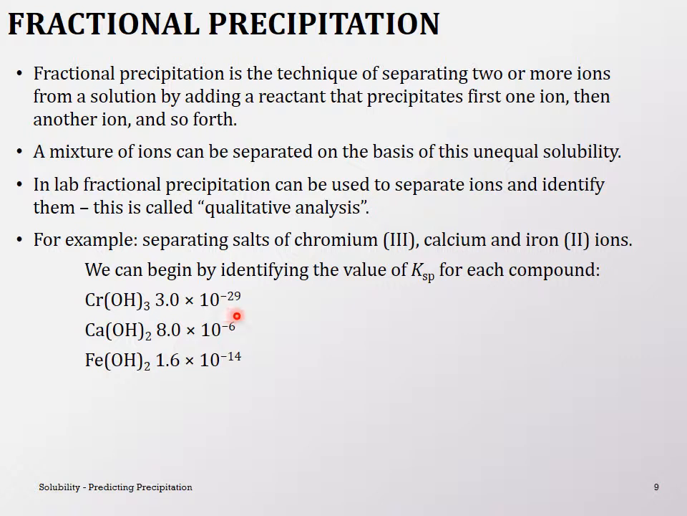Once you centrifuge that and you remove the chromium, then you go ahead and add a little bit more sodium hydroxide, and then you can separate out the iron 2 ions because that's next in line for the low value of KSP. And then finally you'll be left with only calcium hydroxide in the solution, which, if you want to precipitate that out, you can add more sodium hydroxide or not, depending on what you're trying to do. So you can use the different KSP values to separate out ions. That's a very important technique in qualitative analysis.